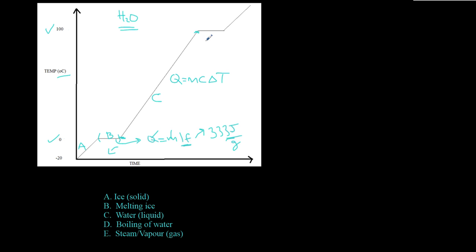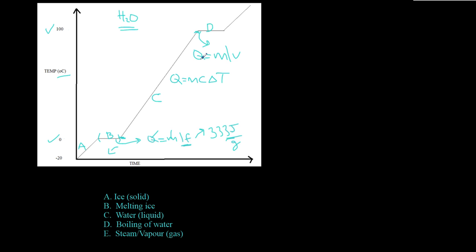Okay, but at D, where this thing changes states again, from water at C to vapor or steam, your formula is going to look like this. Q is equal to MLV. Quite similar to our MLF down here. The Q is the same.